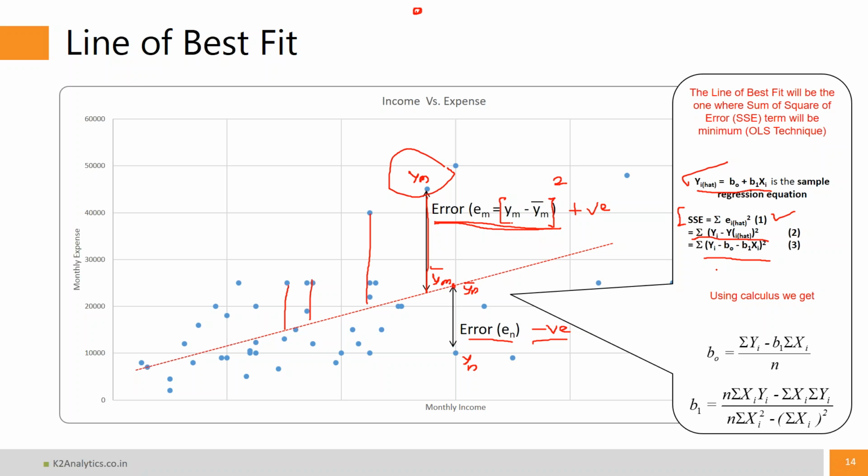We are not supposed to go into calculus. If I solve that, I can get this equation, and by solving that, I get this B0, which is basically my intercept, and this B1, which is my beta for the x1 variable.